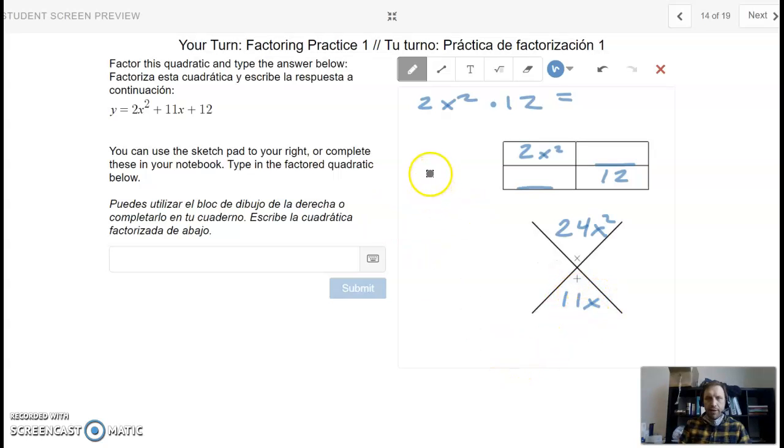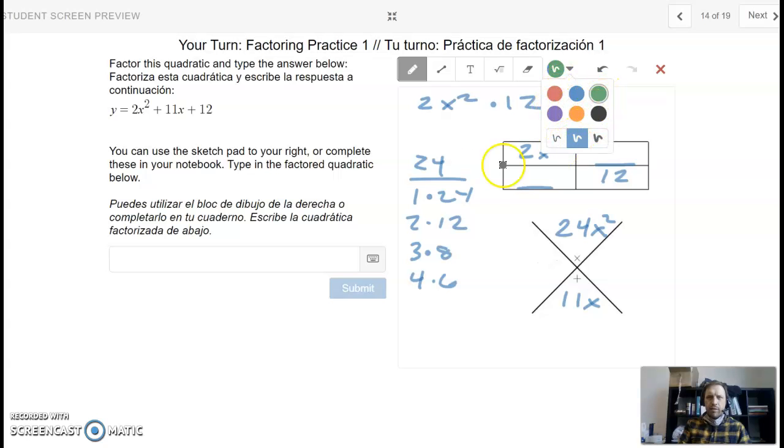So I find all my factors of 24: 1 and 24, 2 times 12, 3 times 8, 4 times 6, and 5? Nope, 5 doesn't go into it. So which one of those add to 11? 1 and 24 is 25, 2 and 12 is 14, 3 and 8, that's 11. And so my two pieces are going to be 3x and 8x.